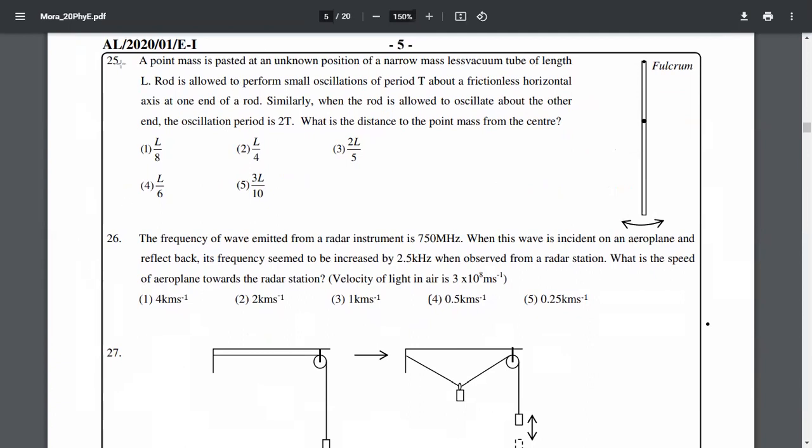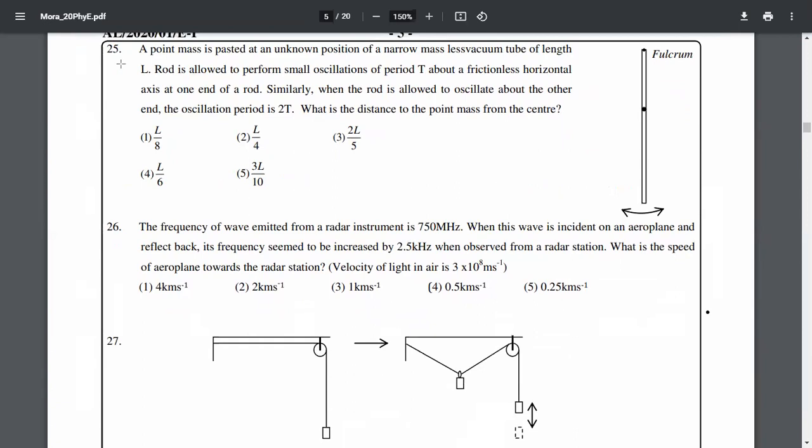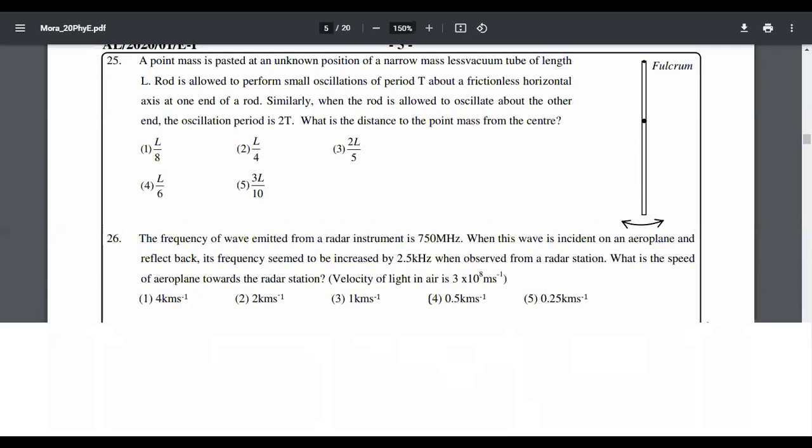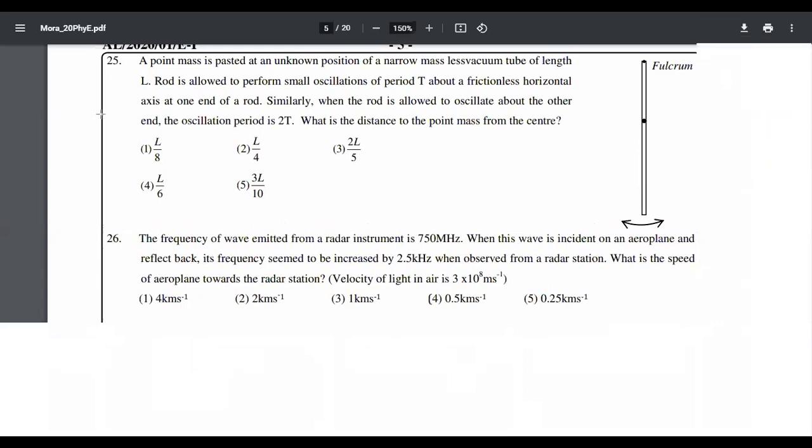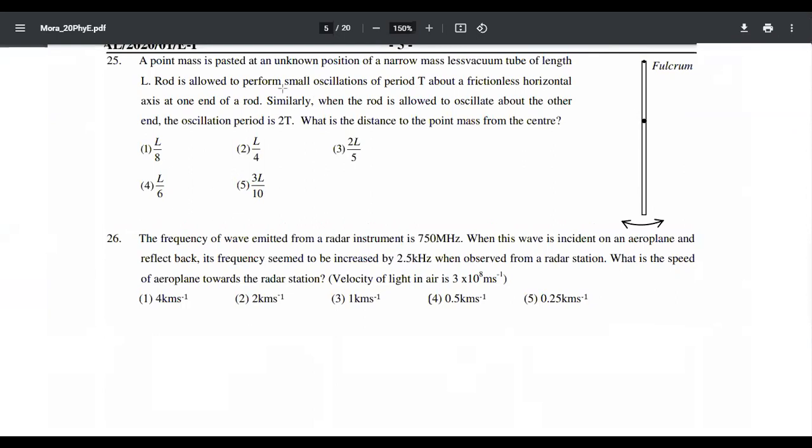A point mass is pasted at an unknown position of a narrow massless vacuum tube of length L. So this part, it is massless, right? Rod is allowed to perform small oscillations of period T about a frictionless horizontal axis at one end of the rod. Here, this one, they have fixed it, fulcrum. Similarly, when the rod is allowed to oscillate about the other end, this end, oscillation period is 2T. What is the distance to the point mass from the center?